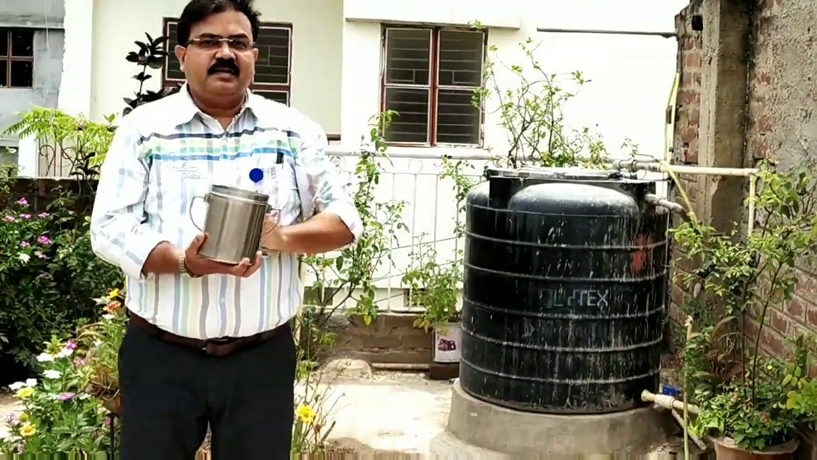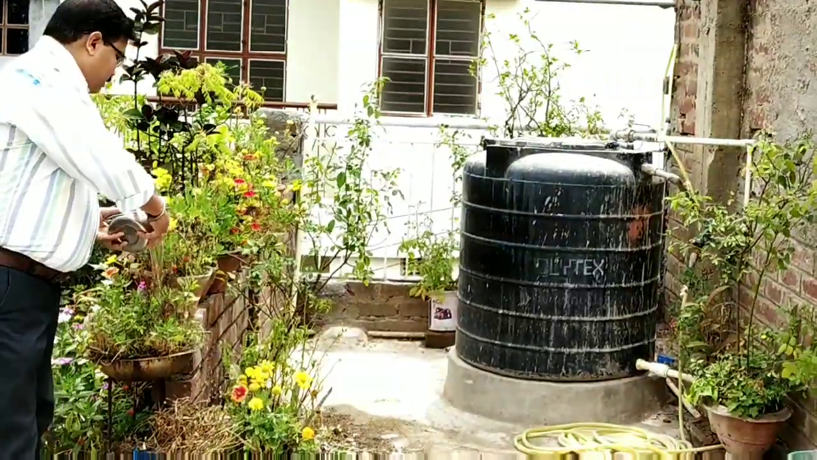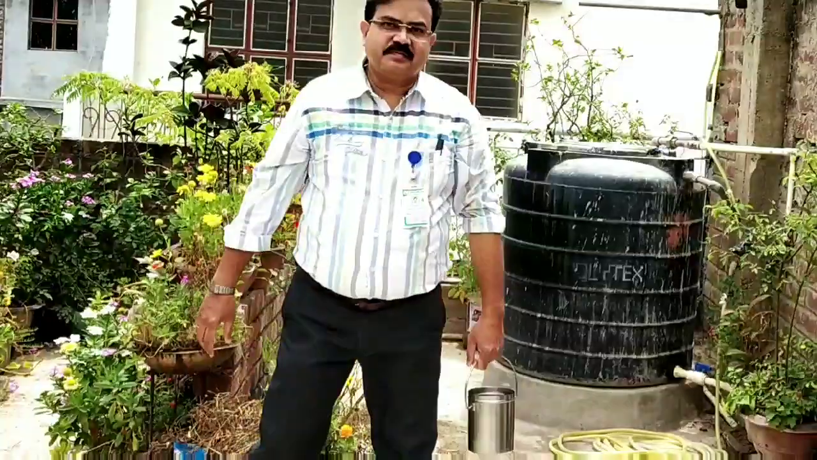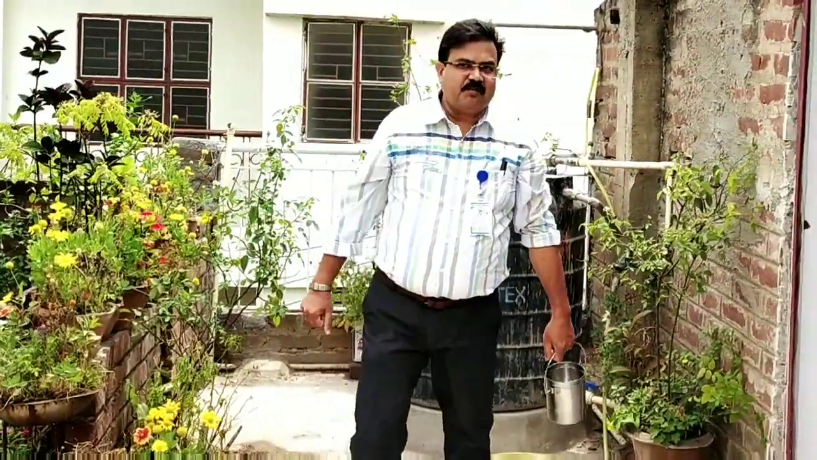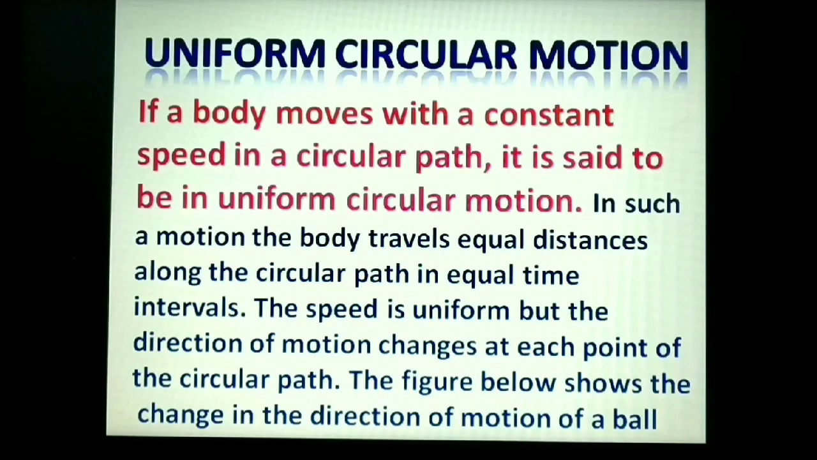What did you see? Did the water fall? No. Why did the water not fall? That means the force was acting on water. That force is centrifugal force. So now we are going to see centripetal and centrifugal force and uniform circular motion. Now we come to uniform circular motion, centripetal and centrifugal force.